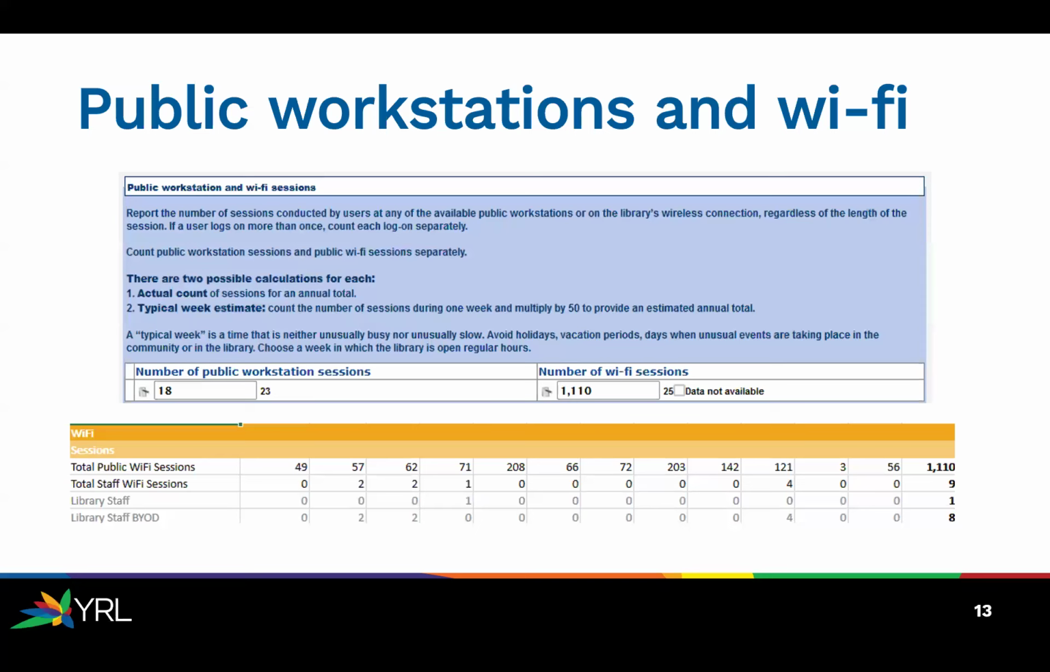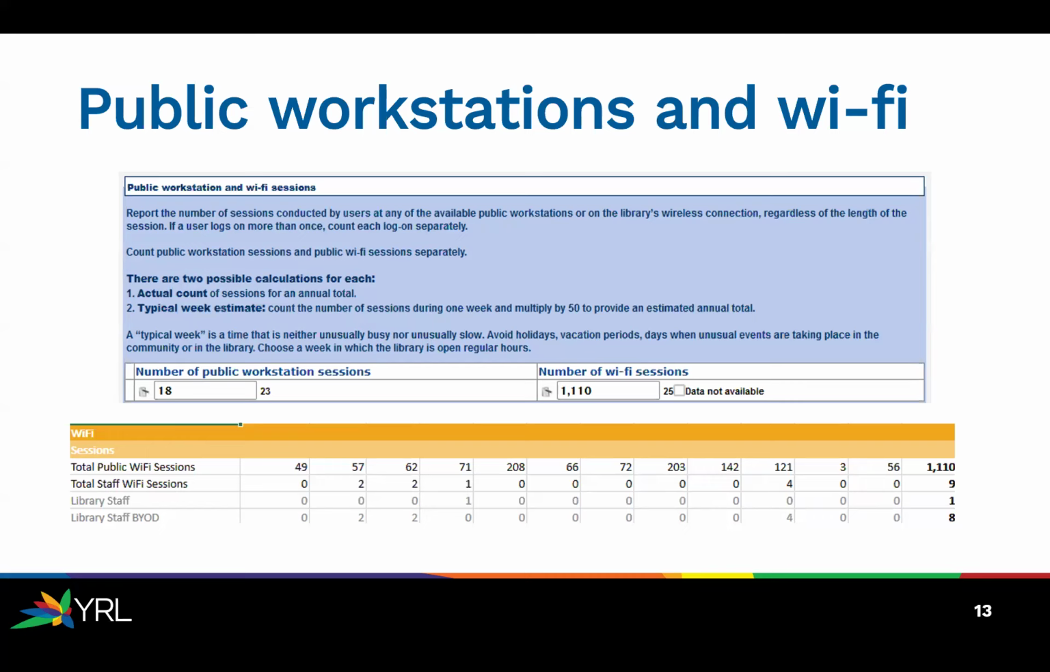Public workstations and Wi-Fi. You can find information about your Wi-Fi sessions on the intranet. We track those on the monthly statistics page, but there is also a link directly from the annual report page. So if you look at your monthly e-resource statistics or Wi-Fi statistics, that's the information we're talking about. When you get to that page, and we'll take a look later, you just select your library from the drop-down menu and look at the Wi-Fi sessions. And the number that you're going to be reporting is that total public Wi-Fi sessions on the far right there. So in this case, it would be 1,110.